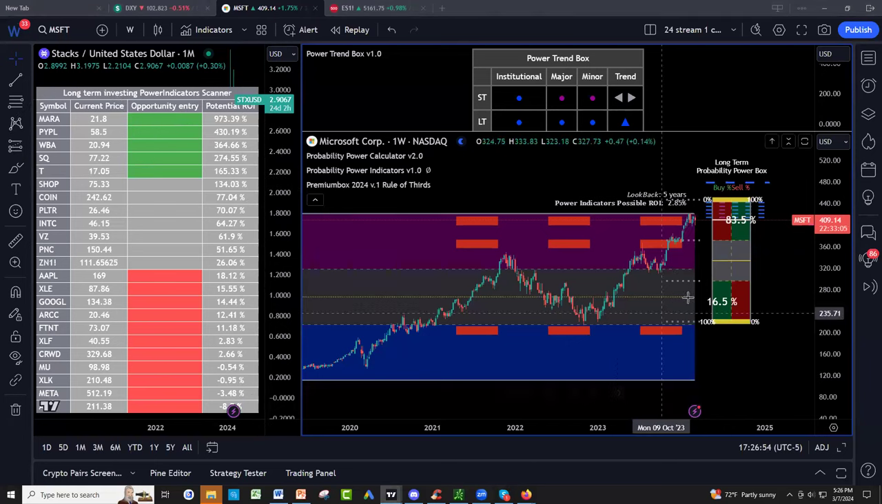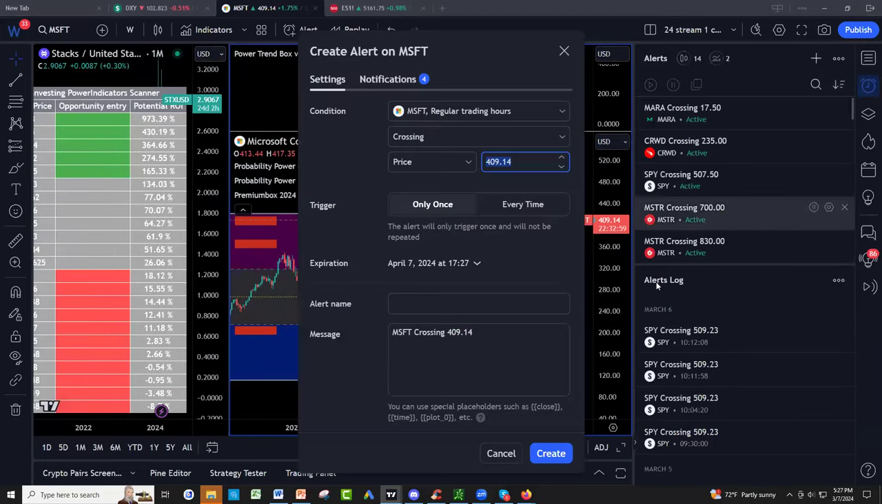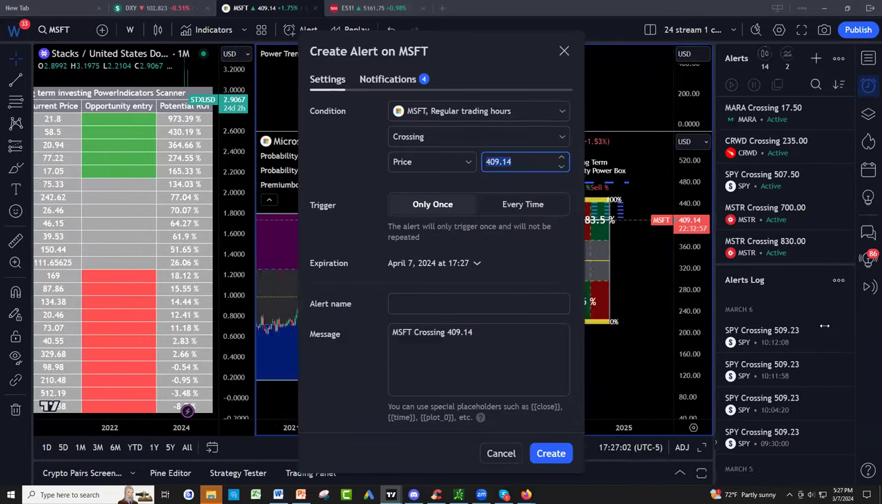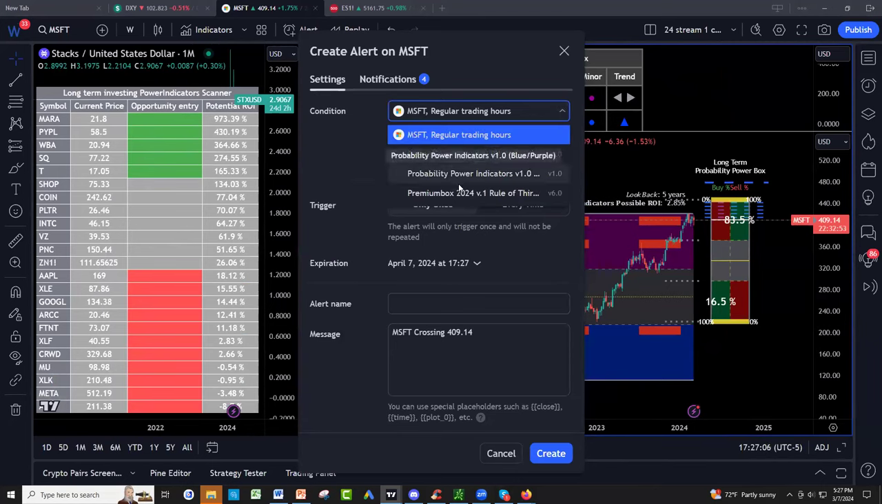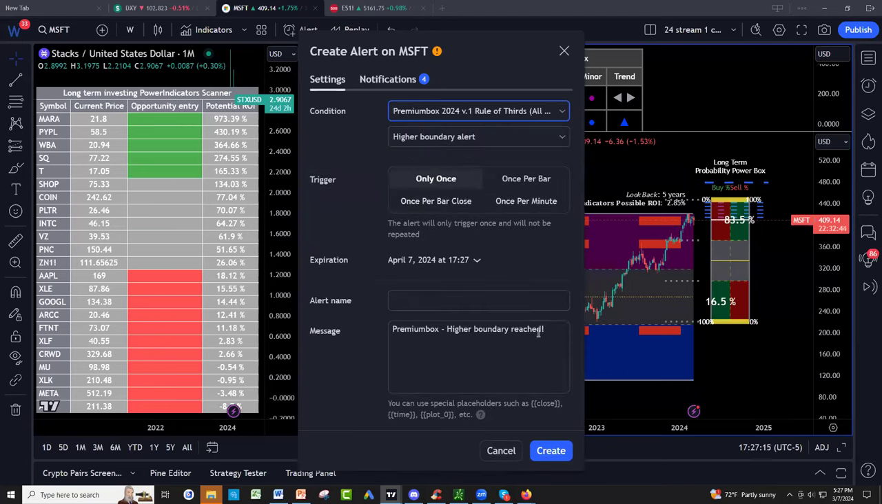You would click here where the probability premium rule offer is, click alert, plus sign, and now you have the conditions. Look, now you have the conditions, you drop down the probability rule offer. So you can do conditions on the trend box, you can do conditions on the probability power indicator, but we are going to do conditions on the box.